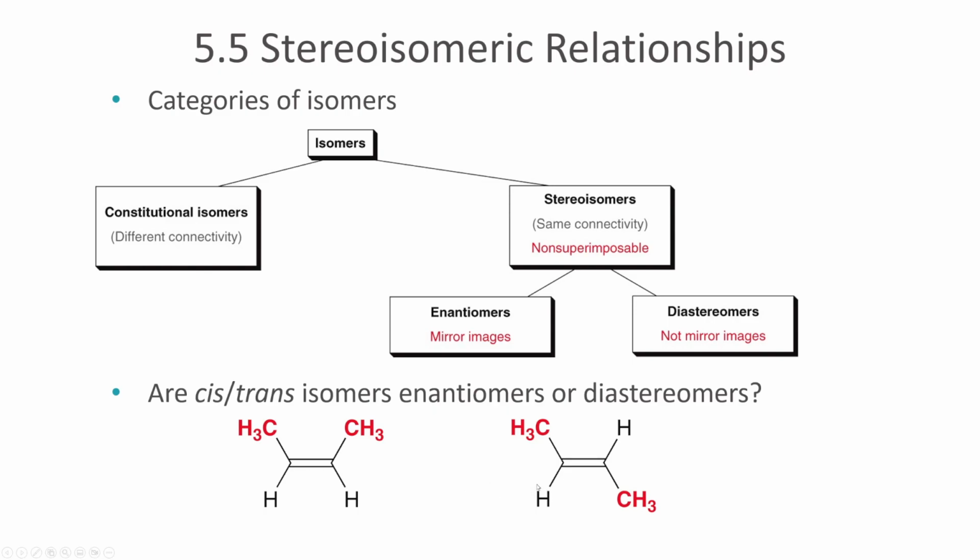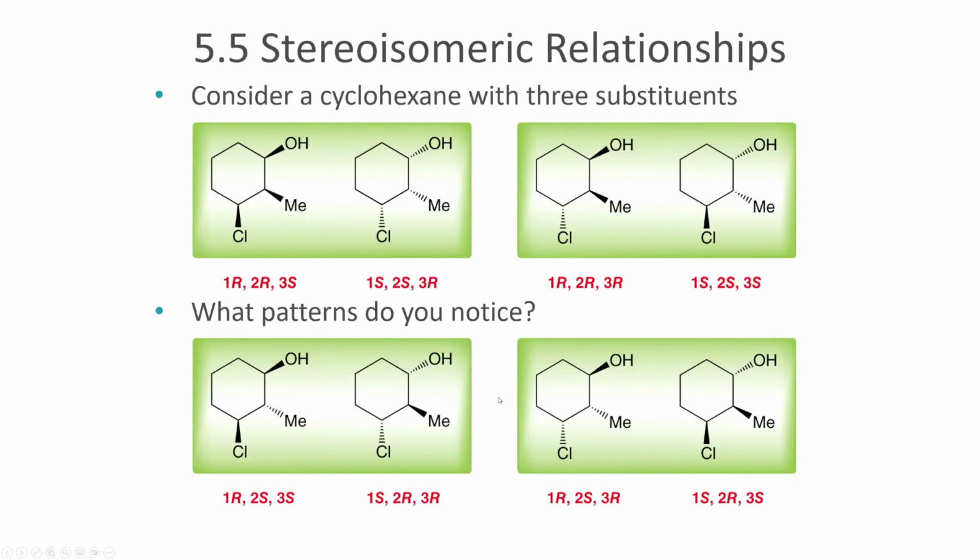So cis-trans isomers are a type of diastereomer, but they are a type of stereoisomers. So let's talk a little bit more about diastereomers. The number of diastereomers will depend on how many chiral centers you have.